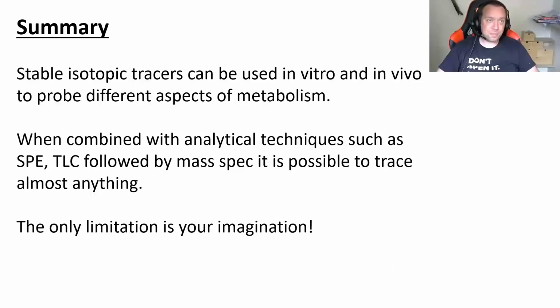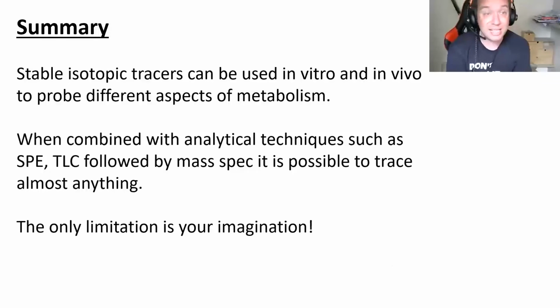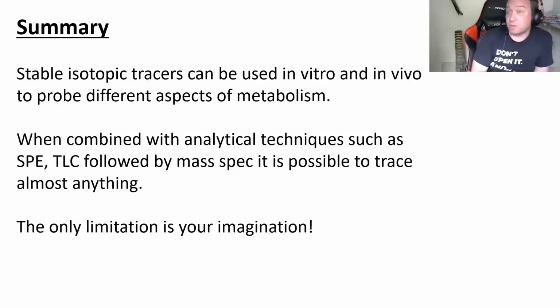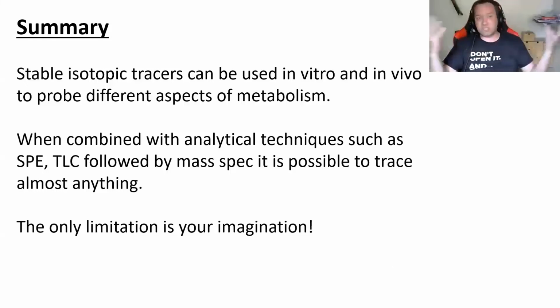Okay. So in summary, at this point, stable isotopic tracers can be used in vitro and in vivo to probe different aspects of metabolism. We focus a lot on biosynthesis in this. And when you combine them with analytical techniques such as solid phase extraction, thin layer chromatography to separate your molecules, and gas chromatography followed by mass spec, it's possible to trace almost anything. Almost anything that will incorporate carbon or hydrogen, and you're looking at most stuff there, or nitrogen, and you're looking at pretty much everything, can be traced in some way to measure some aspect. And really the only limitation is your imagination and what you want to measure.